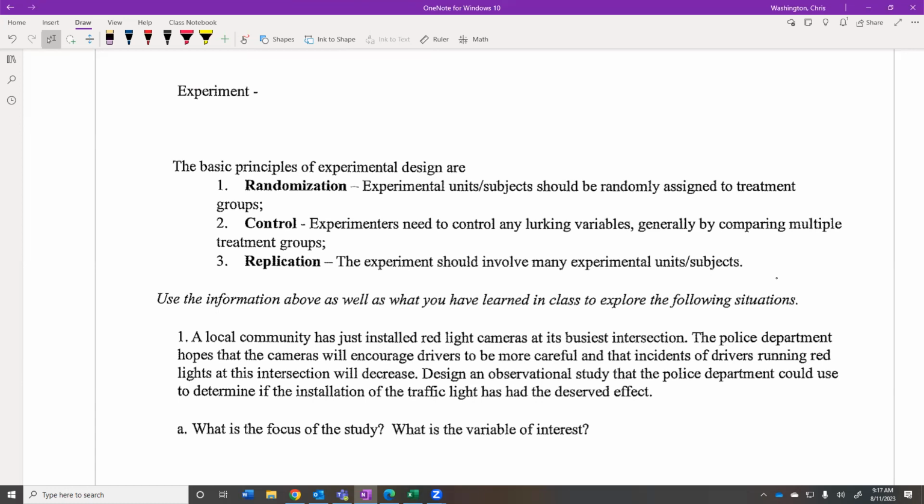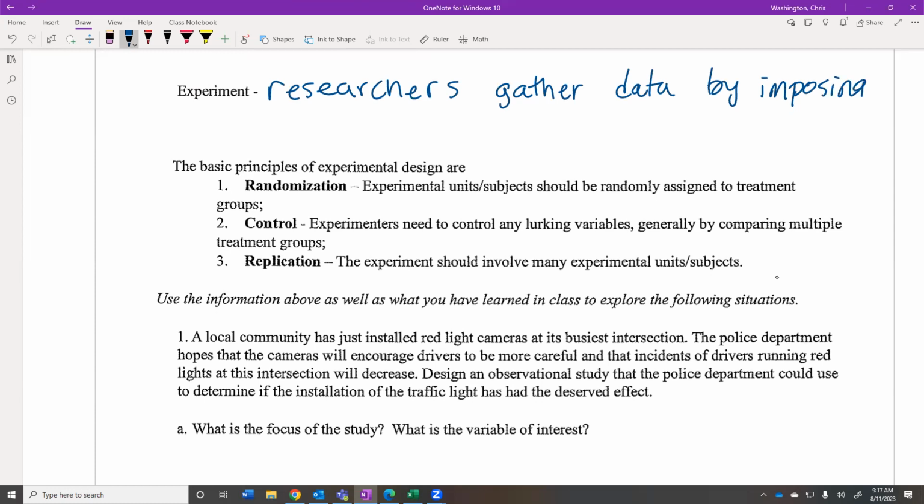And what happens? Researchers gather data. Now they're not just simply observing. We are still gathering data by imposing a treatment. Researchers are gathering this data by imposing a treatment.